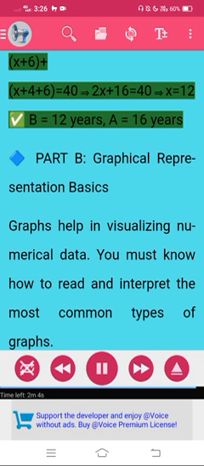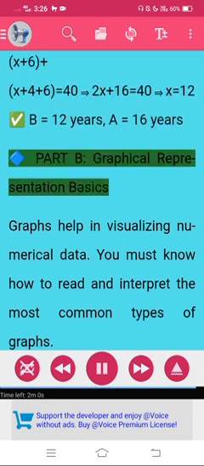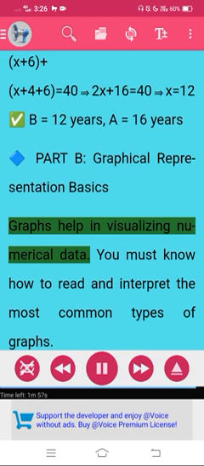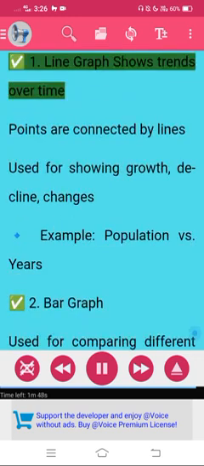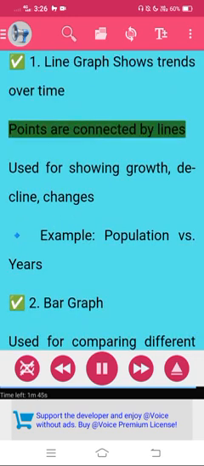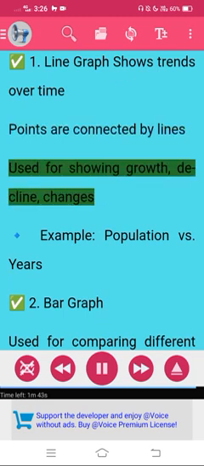So B equals 12 years, and A equals 16 years. Part B: Graphical representation basics. Graphs help in visualizing numerical data. You must know how to read and interpret the most common types of graphs. 1. Line graph: shows trends over time. Points are connected by lines. Used for showing growth, decline, and changes.